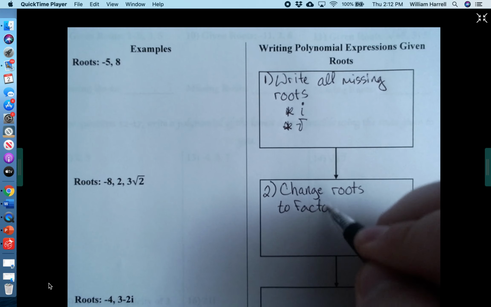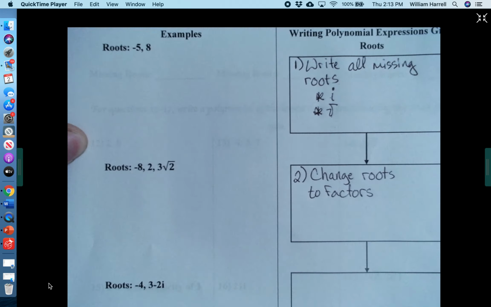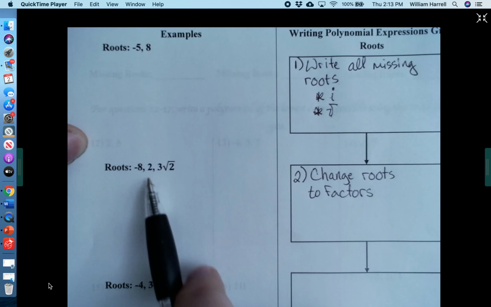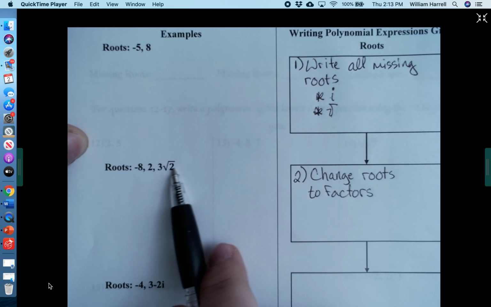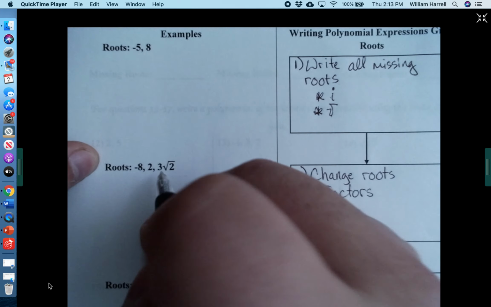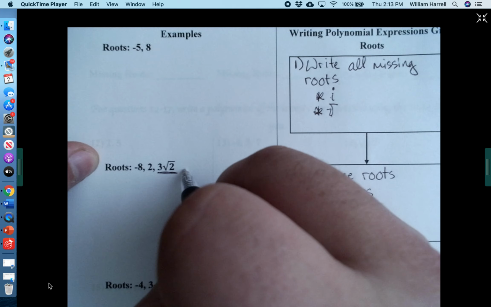Alright, so before I get too ahead of myself, let's go through here. I'm going to do the first one, the second one, and I'm going to start on the third one. I'm not going to work all the way through it, however. So write all missing roots if there are any that are missing. Do I have an i? Do I have a square root for any of my roots listed? No. Do I have an i? Do I have a square root for any of my roots listed? And I do.